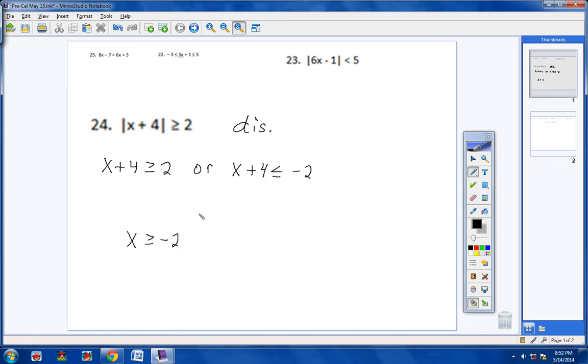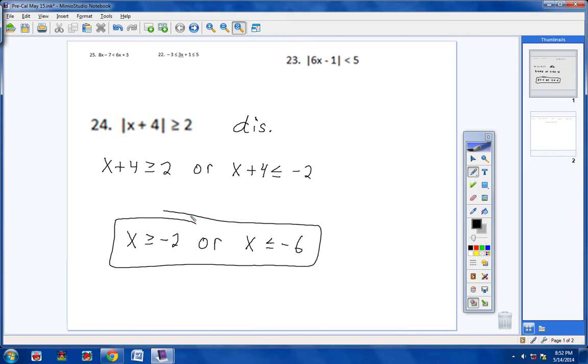Then bring your or down, and then bring your 4 over and make it a -4, and you get x is less than -6. And that's your answer. It was so important to know at the beginning, when you have an absolute value greater than a number, you will get out a disjunction, okay?